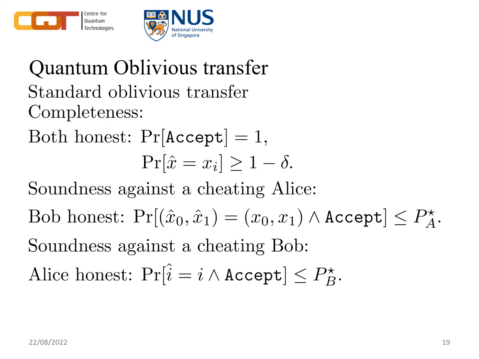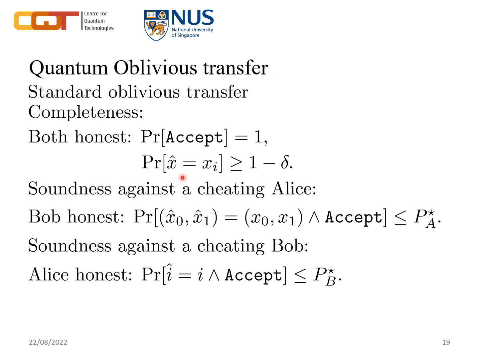Now we introduce the properties of quantum oblivious transfer. The quantum oblivious transfer is delta complete if, when both parties are honest, then both parties accept, and with a probability greater than 1 minus delta, Alice outputs xi.